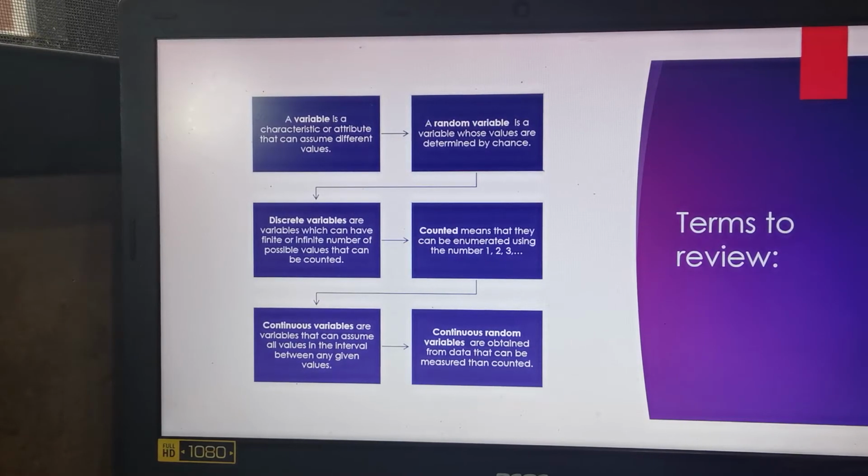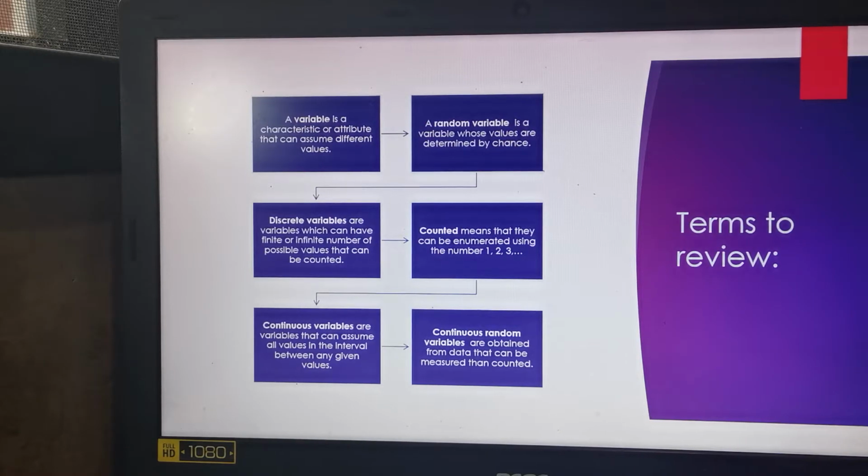And then we have continuous variables. These are variables that can assume all values in the interval between any two given values. So when 1 and 2 are given, what's in between are continuous numbers or variables. Okay, so 1.2, 3.4. If we say variables, they are not really numbers. Okay, they are events, or objects, or individuals, whatever can be counted or measured.